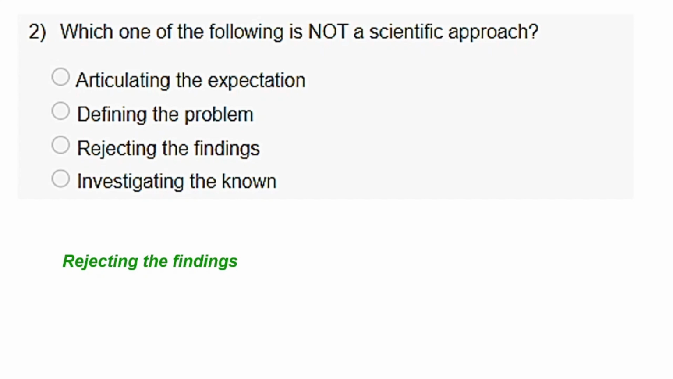You can expect some things to happen based on your own previous results, but if you are expecting that thing to happen, you kind of have a biasness towards that result, and you get more prone to rejecting the actual findings that you get. So out of these two options, obviously investigating the known and defining the problem are in scientific approach. But rejecting the findings is definitely wrong. Whatever you are finding, you should definitely write it down, and you should definitely think more about it.